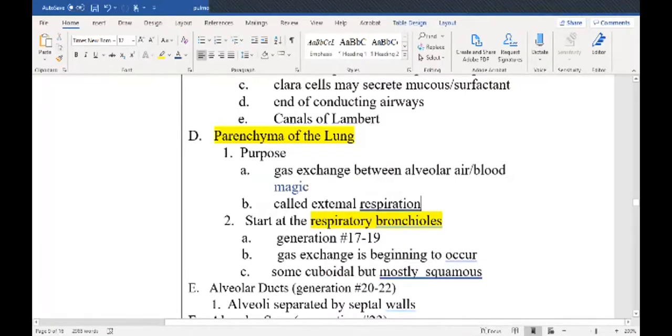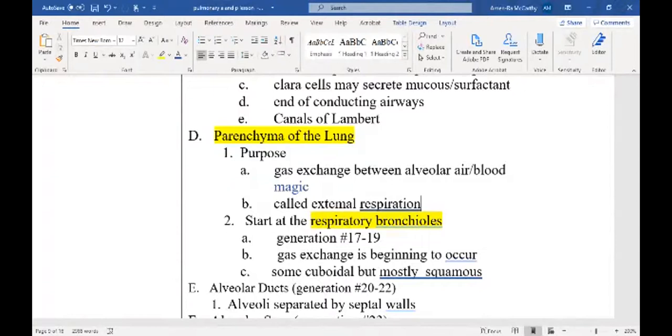That's the magic. The parenchyma of the lung. That's when you get off at the terminal, guys, you step off into the land of the parenchyma. Okay? That's where your alveoli are and your respiratory bronchioles. The whole purpose of the parenchyma area is gas exchange. Gas exchange between the alveolar air, which is the air you breathe in, and the blood. That's where the air from outside gets into the bloodstream.